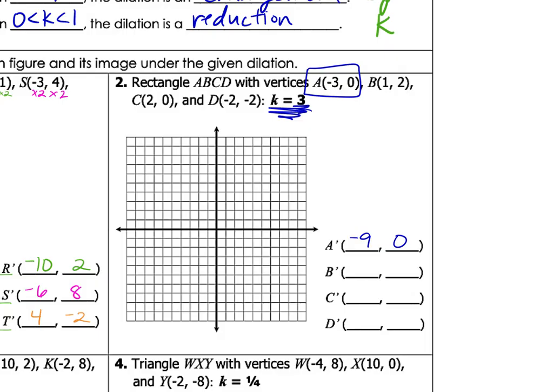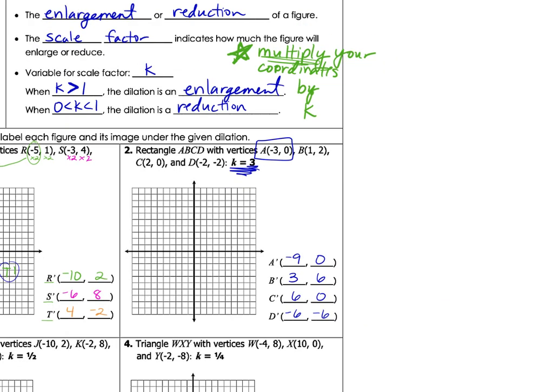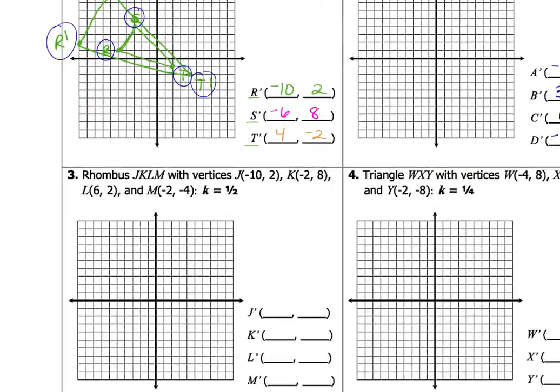We multiply both by 3. A 0 always stays a 0, right? Because if you're multiplying by something, you still get a 0 back. So keep that in mind. If you see a 0, don't add it. Sometimes people add them instead. What's b prime? 3, 6. What's c prime? 6, 0. And d prime? -6, -6.